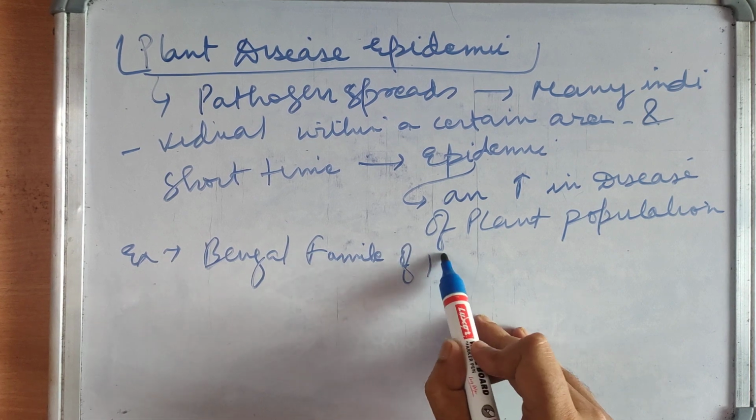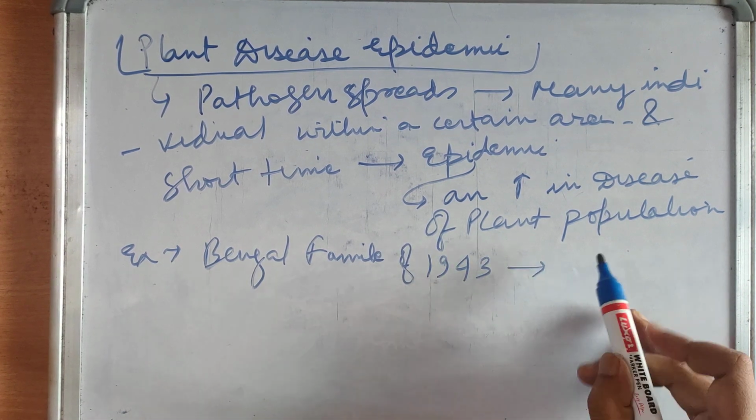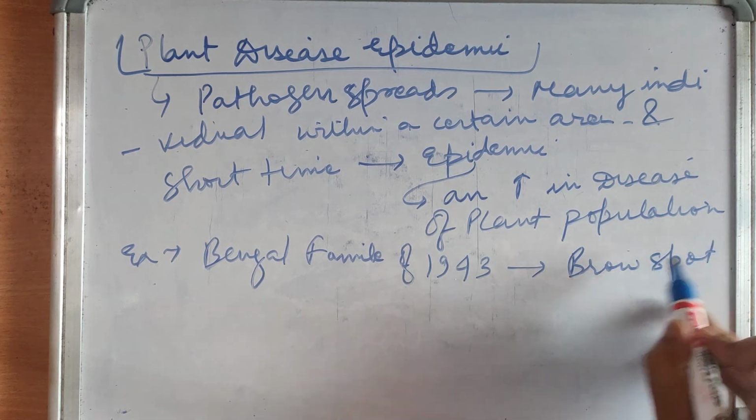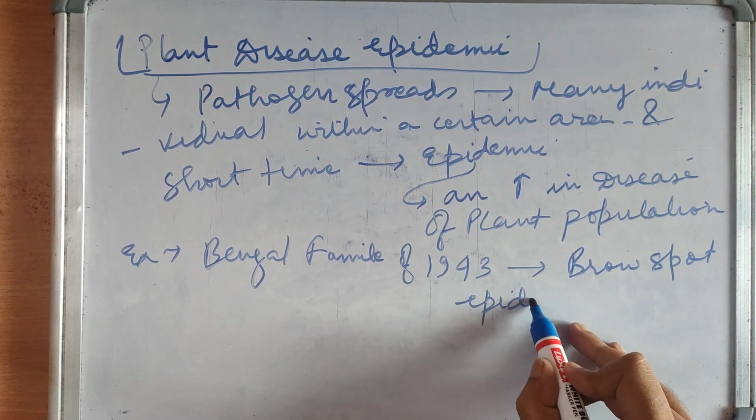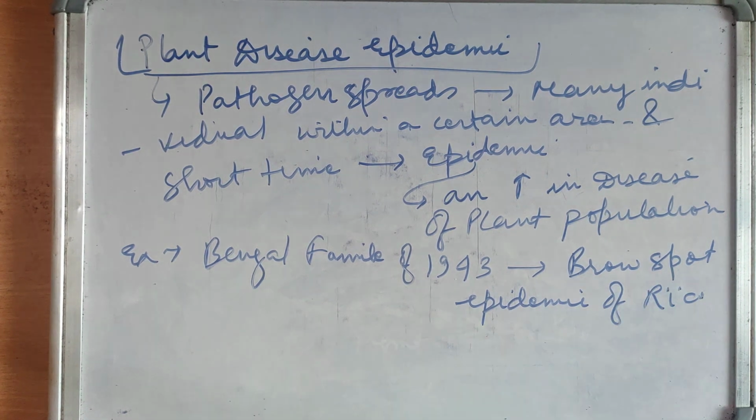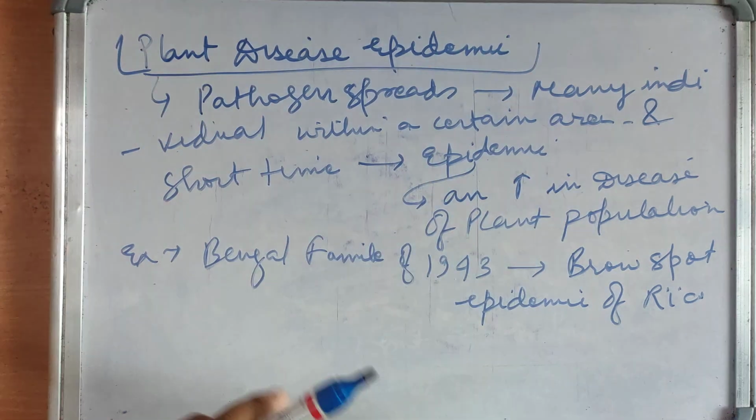Bengal famine of 1943, so it was an epidemic of brown spot of rice. Epidemic of rice. So this is what epidemic is: many individuals are affected within a certain area in a short time, such as the Bengal famine of 1943.